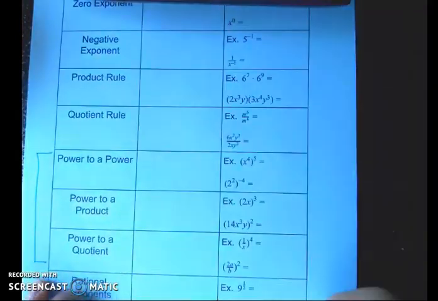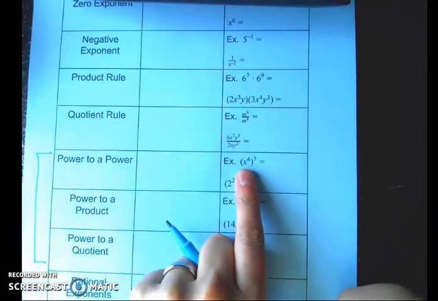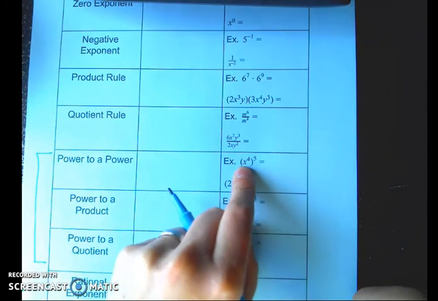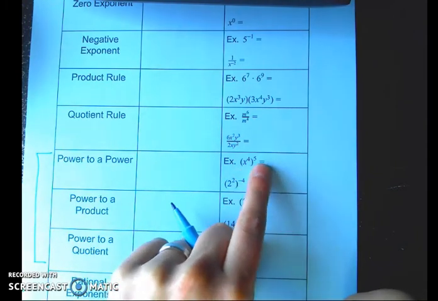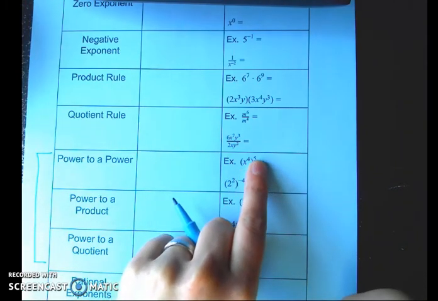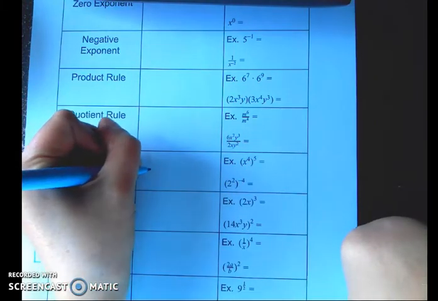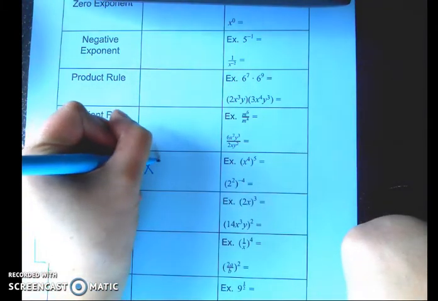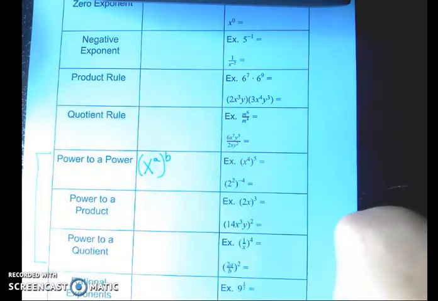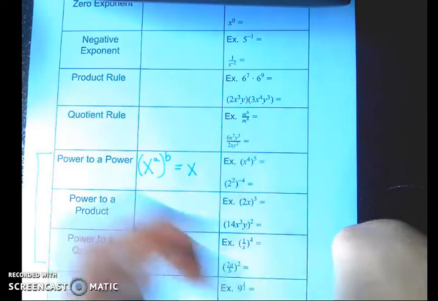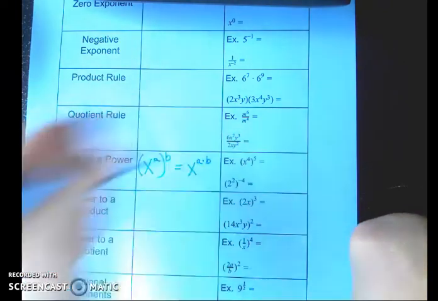So if you look over here at the examples, this is the case where we have x to the fourth and we want to raise that to the fifth. Okay, so we kind of have two exponents here. So here's our rule. If we have x to the a and we want to raise that to the b, all we have to do is take those exponents and we multiply them.